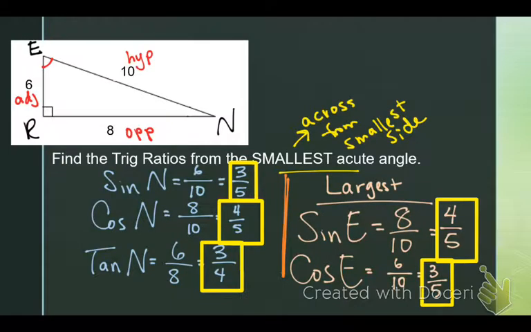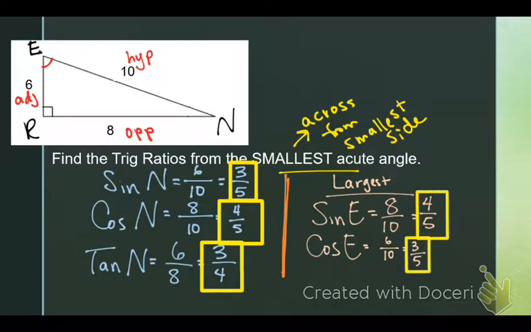I ran out of room. I'm going to make myself more room. Tangent from E will be the opposite, which is 8 over the adjacent, which is 6. This reduces to 4/3. So here's what I need you to understand.